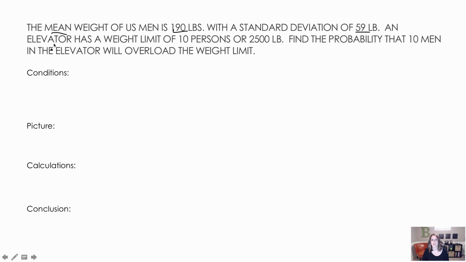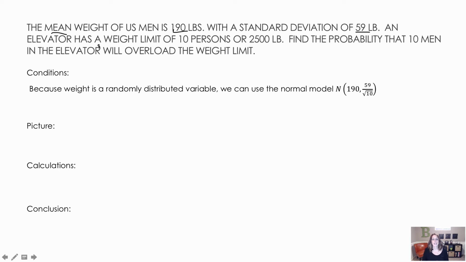So randomization, that was kind of tough. We don't know that they're randomly selected. What I can do here is a little bit of a cheat, because yes, I can talk about randomization, I can talk about the weight being independent, but I know that weight is a randomly distributed variable, just like height is a randomly distributed variable. And so I know I can use the normal model.